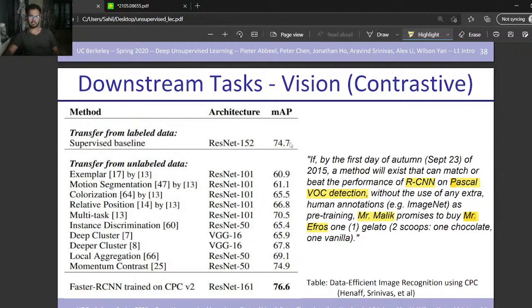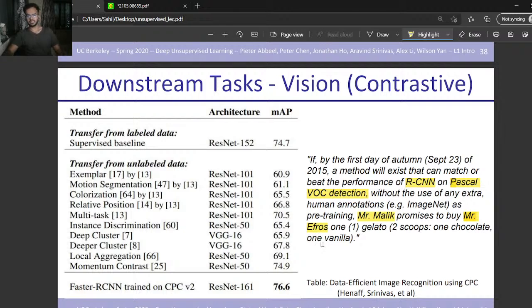This bet wasn't falsified till the year 2021, and in 2021 we got papers. One is MoCo, which got 74.9, which just barely slims over the supervised baseline. And we also got DeepMind's CPC v2, which literally crushes the supervised baseline, giving us a 76.6 score on this object detection task.